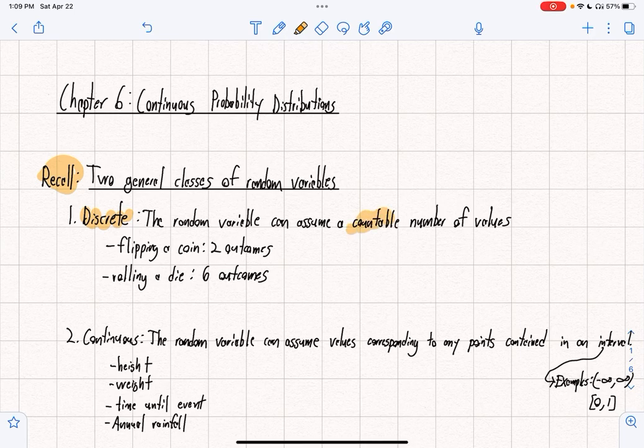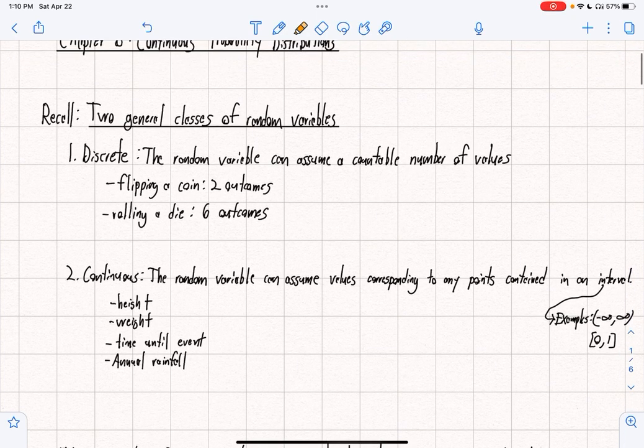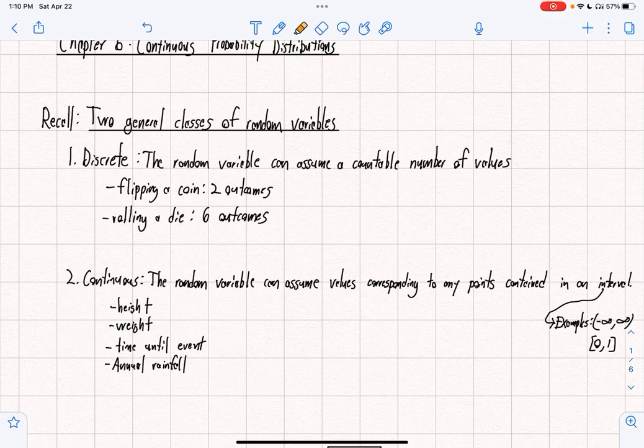So with our examples, we said if we flip a coin, there are two outcomes, right? Heads, tails, just two. Or if we roll a die, there are six outcomes. We could roll 1, 2, 3, 4, 5, or 6. So we can count all of those possible outcomes in the discrete case. But we're now moving on to the continuous case. So we would say a continuous random variable is a random variable that can assume values corresponding to points contained in any interval. So that interval could be really anything.